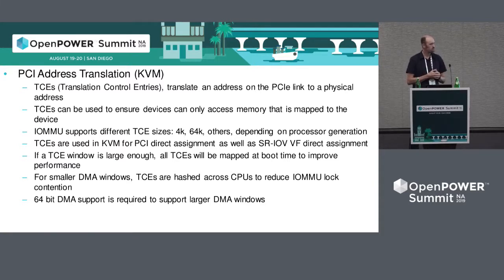If the device doesn't have support for 64-bit TCEs, then we fall back to the default 32-bit window. I'll talk on the next chart about some of the hacks we put in for bare metal to try to make life a little better for devices that don't support full 64-bit. And for the smaller DMA windows, when we do have to do maps and unmaps, we take the DMA window and hash it across the CPUs so that we don't have one lock that we're contending for, and we can do more in parallel.